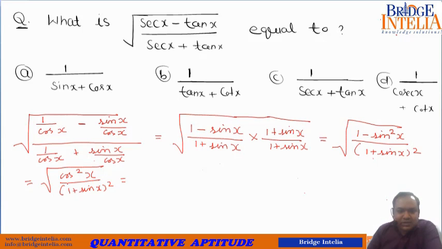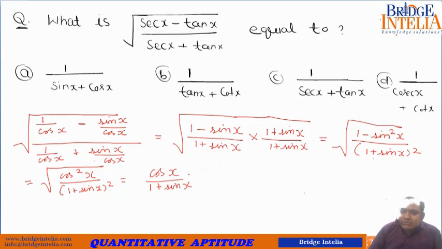If you take the square root, this would now come out to be cos x, because this is under root of cos square x. Similarly, if you take the root of 1 plus sin x whole square, you will be left with 1 plus sin x. But the problem is it does not match any of the options. But if you can see, all the options have 1 as the numerator. So there lies the big hint.